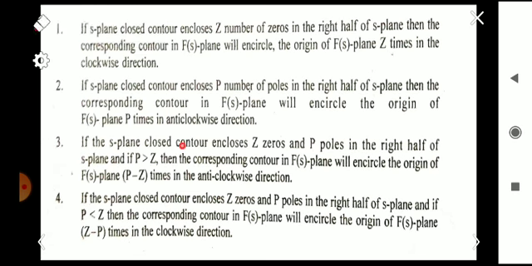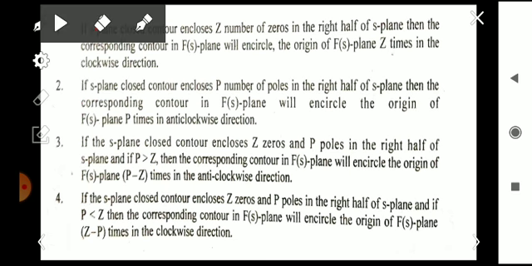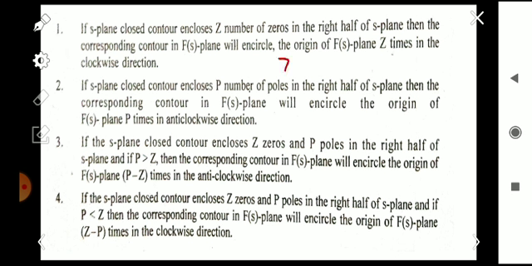And if the s plane closed contour encloses Z zeros and P poles in the right half of s plane, and if P is greater than Z, that is, for example, if you are having Z equal to 1 and P equal to 3, so P is greater than Z, then the corresponding contour in F of s plane will encircle the origin of F of s plane P minus Z times in the anti-clockwise direction. So P minus Z, that is 3 minus 1, is 2.